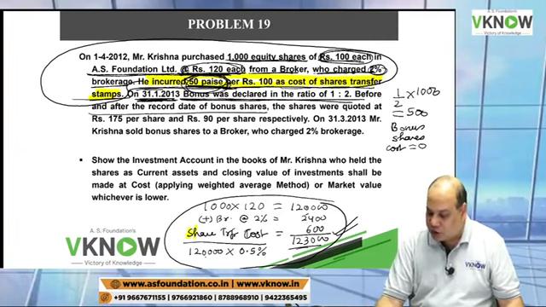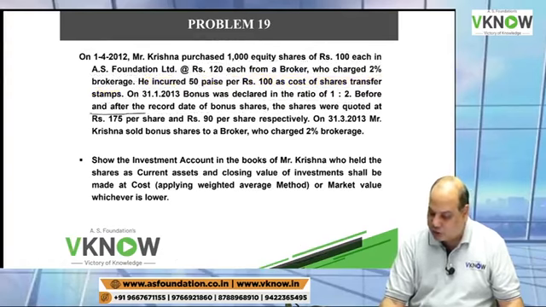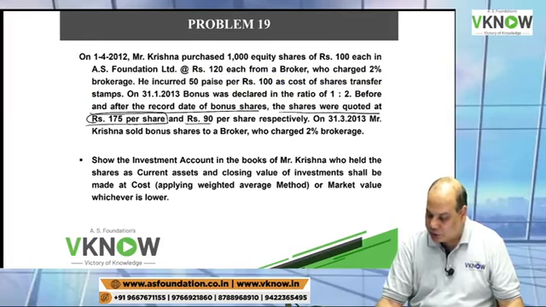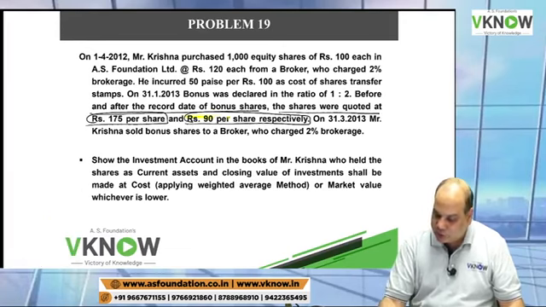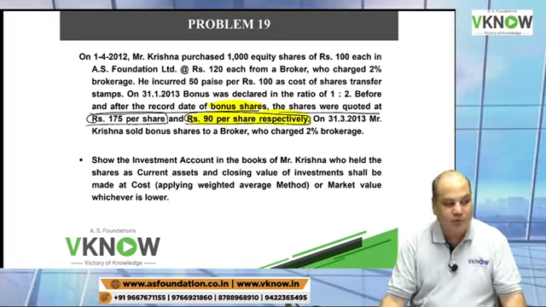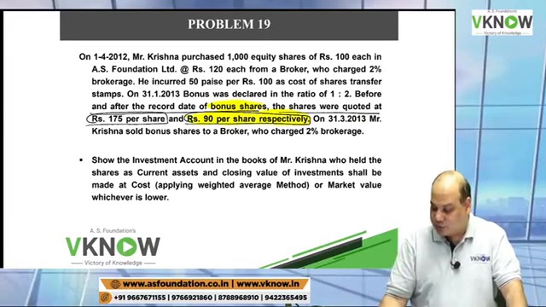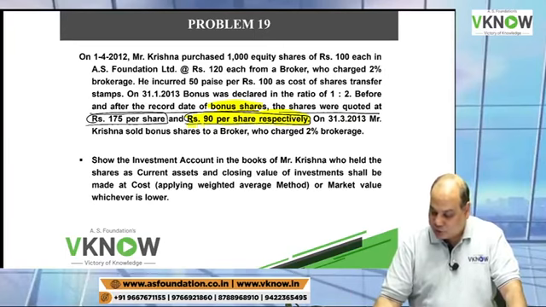Before and after the record date of bonus share, the shares were quoted at 175 and 90 per share respectively, which means after the bonus shares were issued, the share price has crashed. Share price has become 90 rupees. So the market price of the share is 90 rupees after the bonus issue. So for further discussion, 90 is relevant.